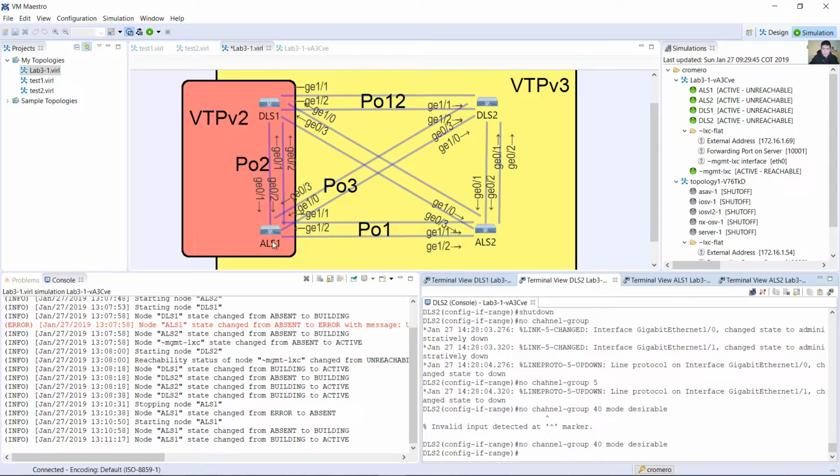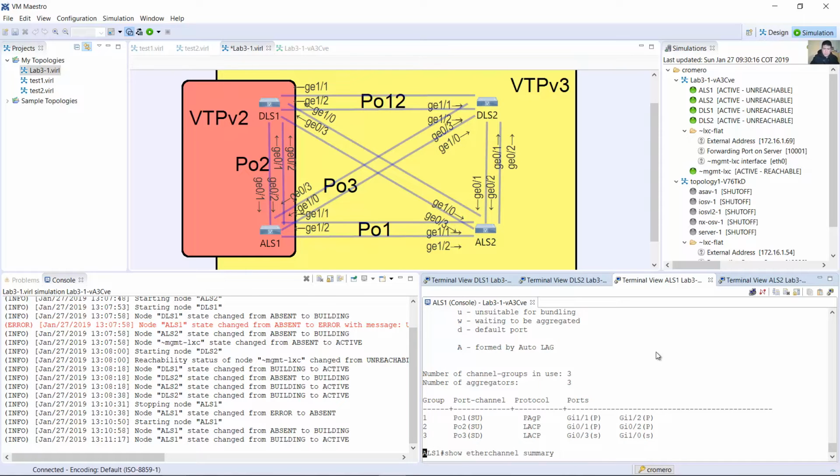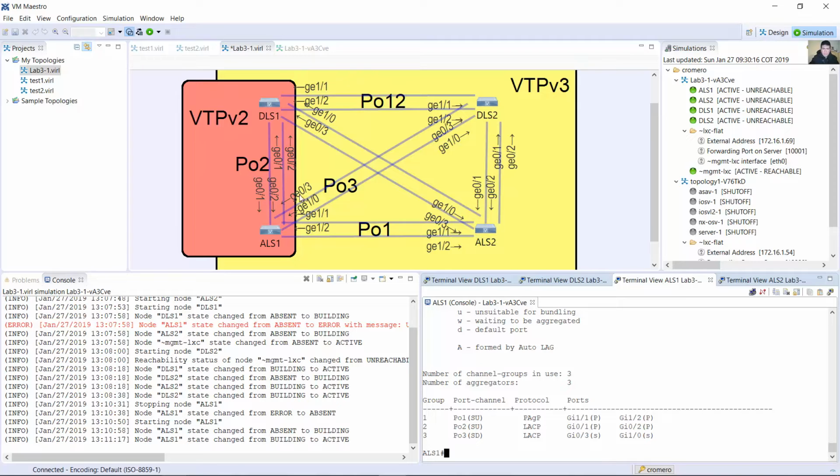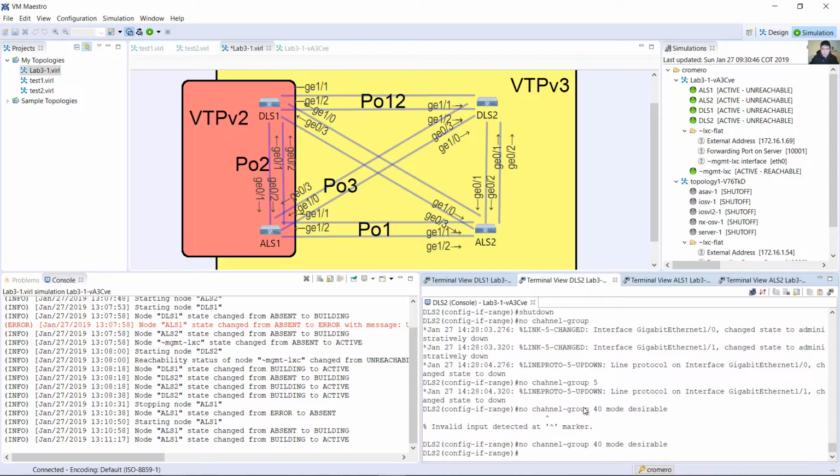Okay, verify ALS1 on the other side. Show EtherChannel summary. Okay, ALS1 uses gigabit 03 and 10 to connect to DLS2, and uses LACP using port channel 3. Okay, so you need to configure the other side like this.